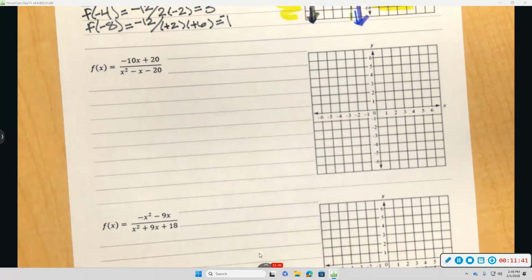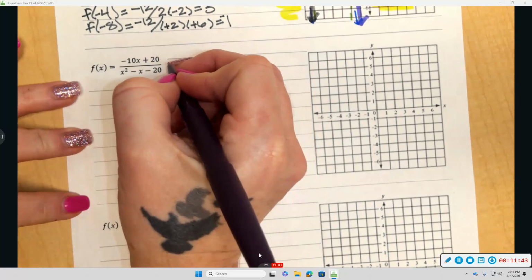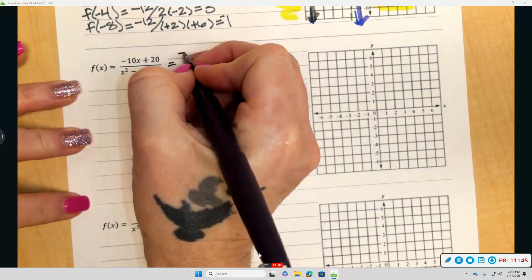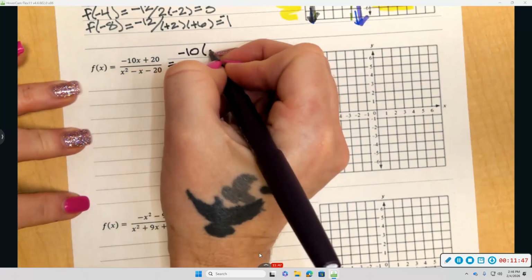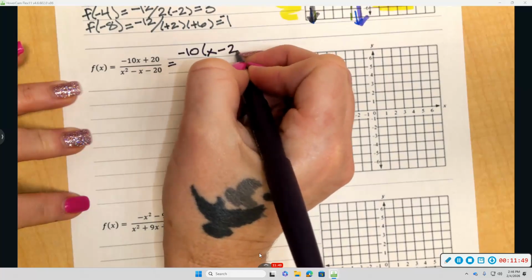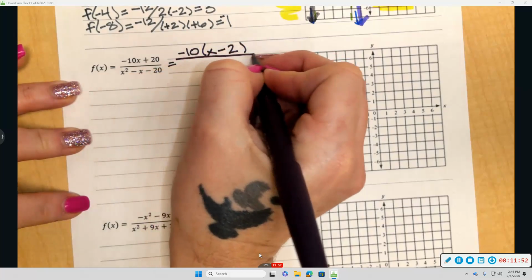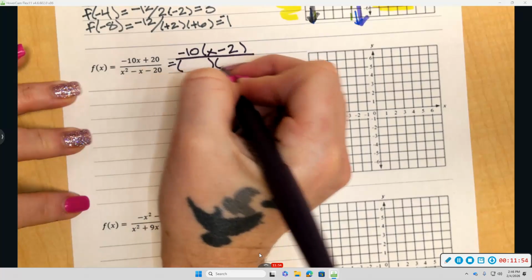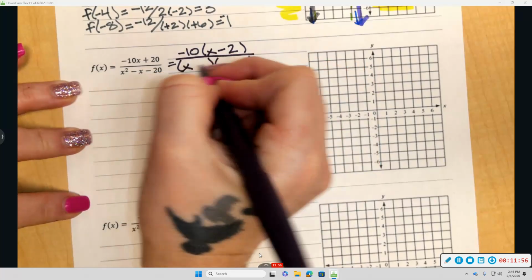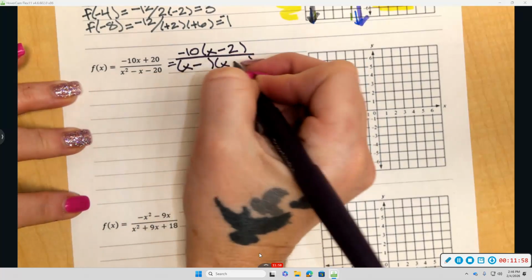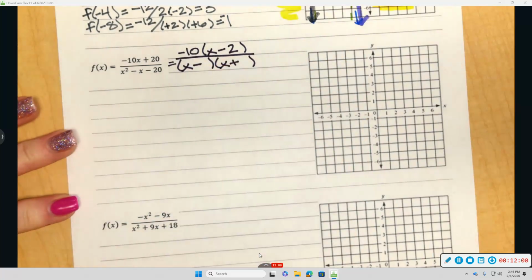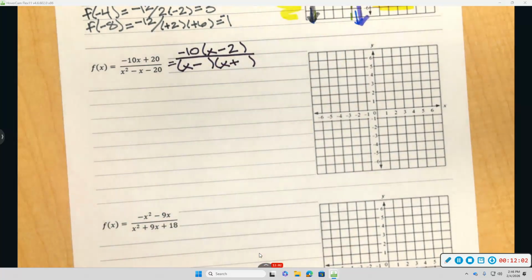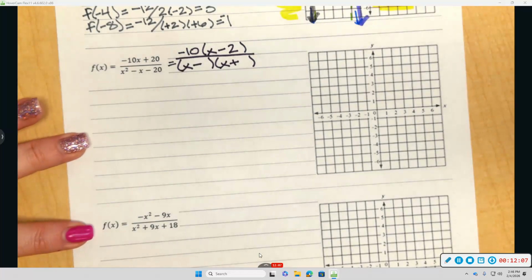Again, I'm going to go ahead and factor my original. I'm going to go ahead and take that negative 10 out of the top. X minus 2 over. And then when I'm factoring here, I have x minus plus. Two numbers that multiply to give me 20 and subtract to give me 1 are 5 and 4.